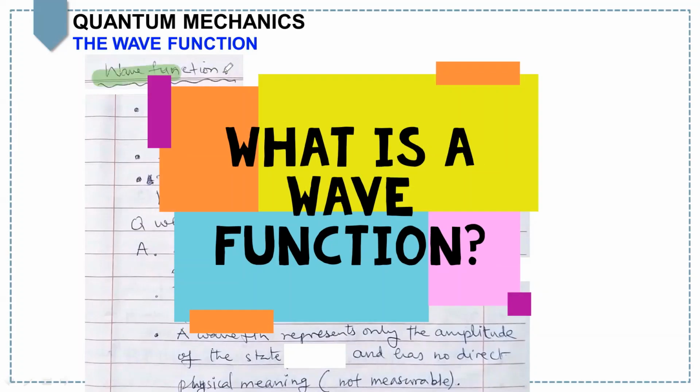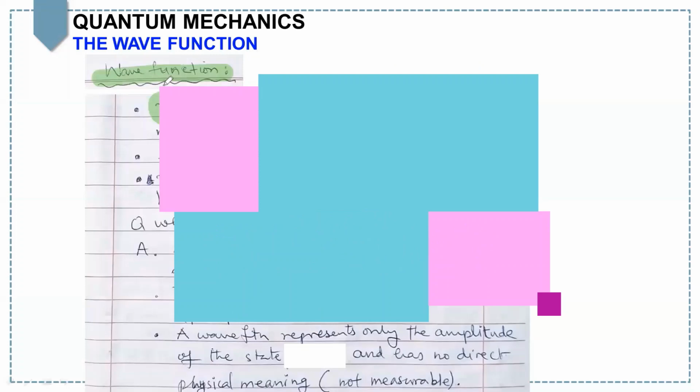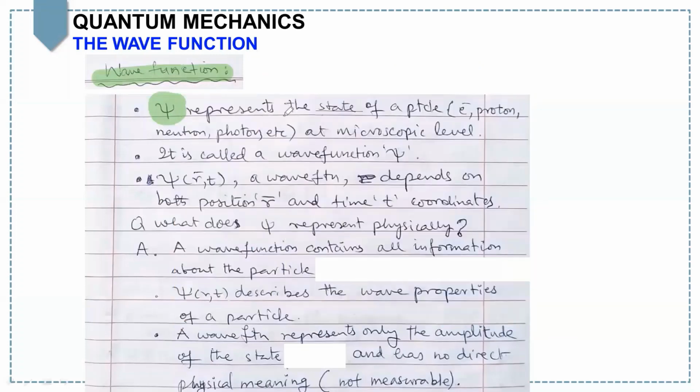What is a wave function? Psi is the symbol of a wave function, and this psi represents the state of a particle at microscopic level, and it corresponds to the de Broglie wave of the particle. So this psi, called a wave function, depends on both position vector r and time t. Now the question is, what does psi represent physically?